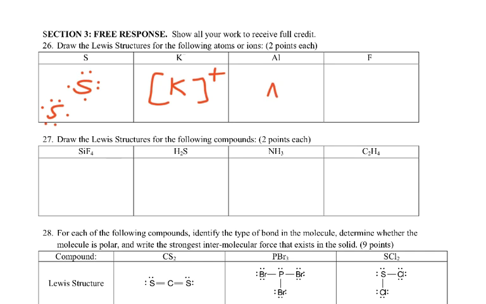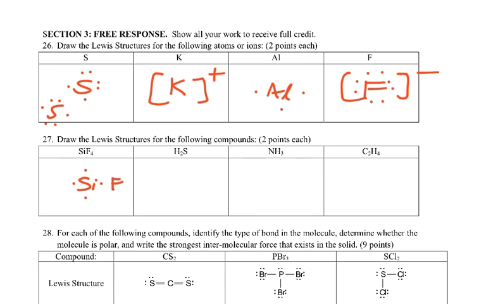Aluminum neutral is in family 3. It's going to look like that. Fluoride, it's going to be brackets and a charge because it's an ion. It usually has 7, but it gained 1. That's why it's got a minus charge, so it has 8. Okay, draw the Lewis structures for these compounds. Silicon is in family 4. It's going to have 4 dots.